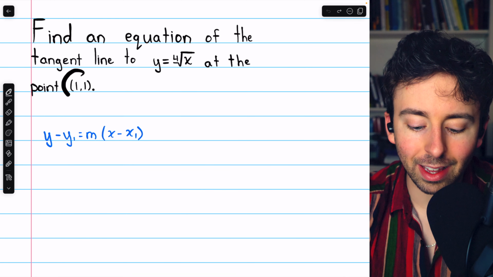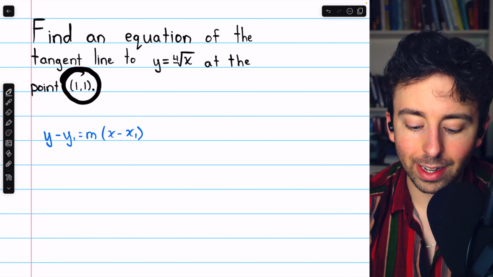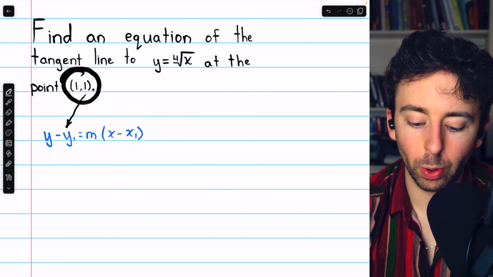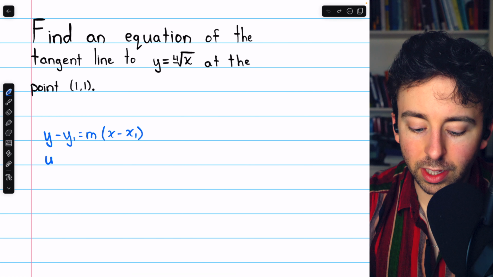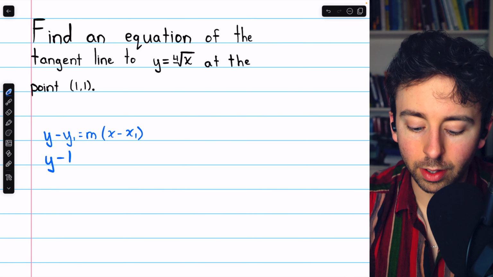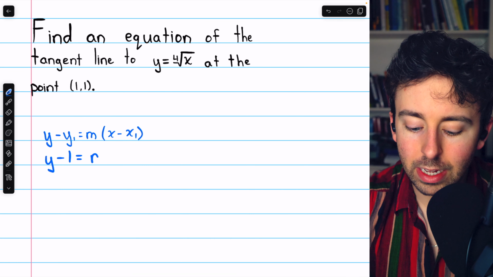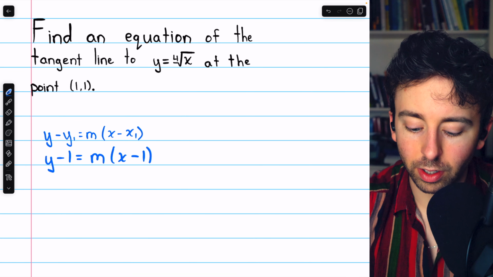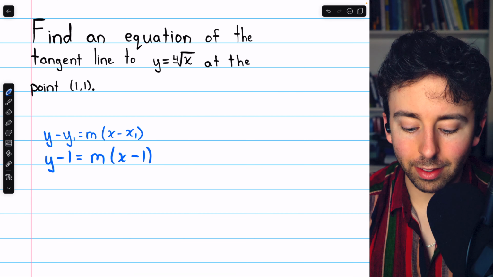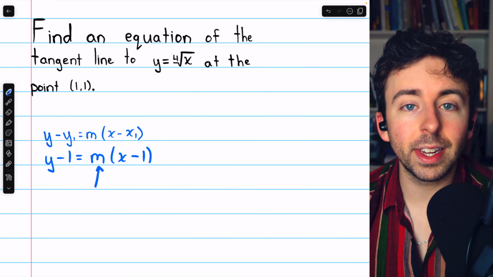The tangent line has to pass through that point, so that tells us what our y-coordinate is for point-slope form, and that tells us what our x-coordinate is. So starting to fill in the pieces, we have y minus 1, that's y minus the y-coordinate, equals the slope multiplied by x minus the x-coordinate, which is also 1. So all that remains is to find m, the slope of the tangent line.